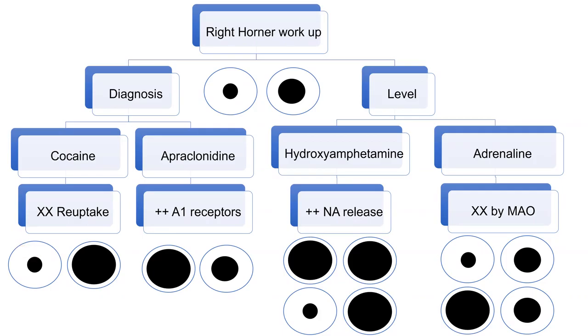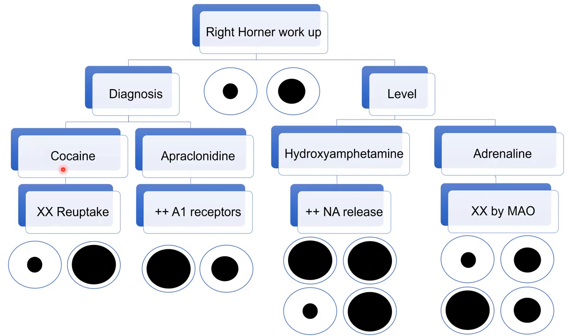So again, this test is used to confirm the diagnosis of Horner syndrome. Since those patients with Horner syndrome don't have intact sympathetic innervation, cocaine will not be effective in preventing the reuptake of norepinephrine, so it will not dilate the Horner pupil. But for eyes with intact sympathetic innervation, this will block the norepinephrine uptake, resulting in an increase of norepinephrine in the neurosynaptic junction, leading to dilatation of the pupil.